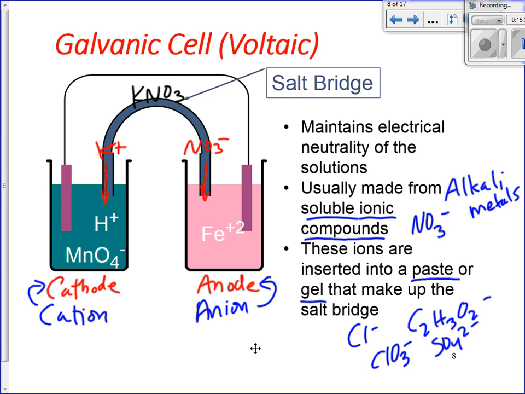Your cell will not be able to move the electrons if you don't have the salt bridge there, because they will backtrack towards the positive side and go to equilibrium, and eventually the battery would be dead because you have no flow of electrons.